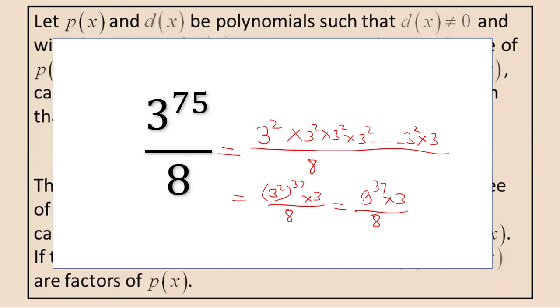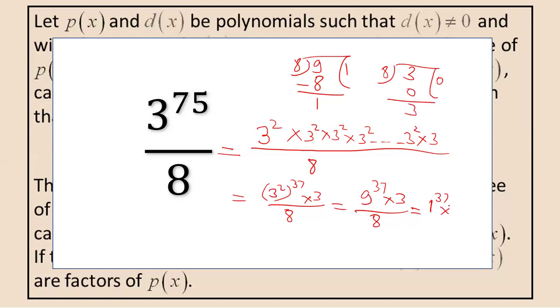Now 9 divided by 8 gives remainder 1. So here the remainder is 1, which will come 37 times. And 3 divided by 8 will give 3 only. So the remainder will be 1 into 3, that is 3. So for a very big number, we can find the remainder very easily.